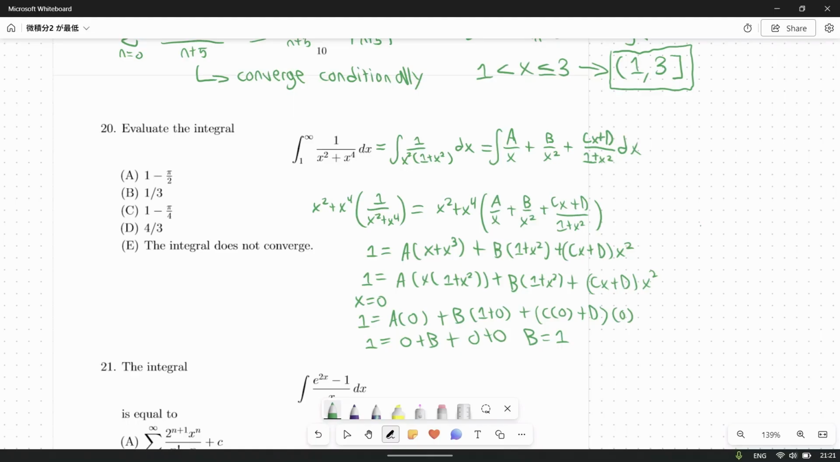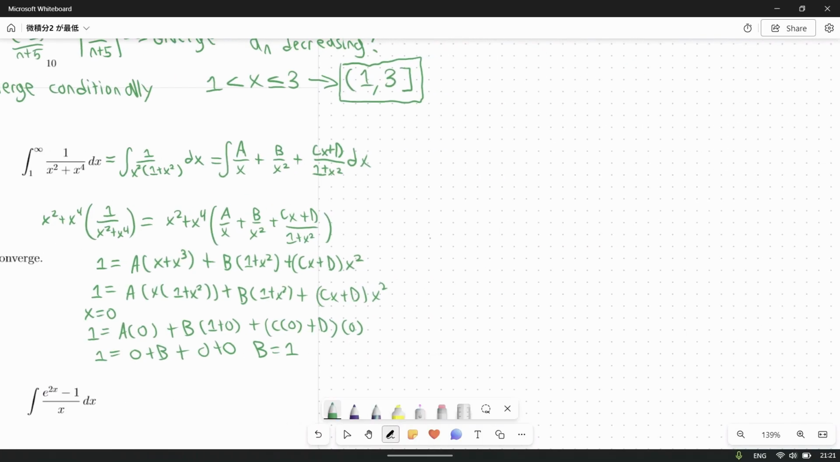So what I mean by that is I am going to multiply this out and have an X term attached to each of the letters. And so what that looks like when you distribute everything, you'd end up with an expression that looks like 1 is equal to AX plus AX cubed plus BX squared plus CX cubed plus DX squared.